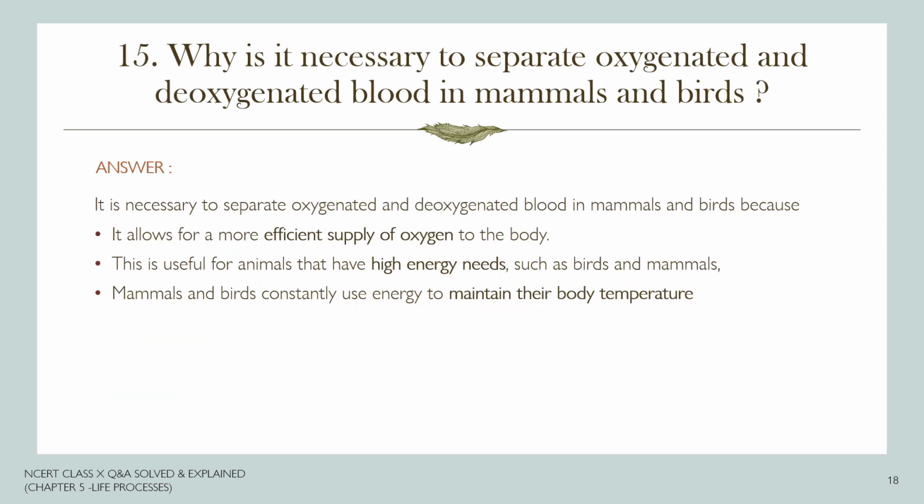Why is it necessary to separate oxygenated and deoxygenated blood in mammals and birds? Now, both mammals and birds have 4-chambered heart where the oxygenated and deoxygenated blood do not come in contact with one another. So this separation helps in better efficient supply of oxygen to the body. It is also useful because these organisms have high energy needs.